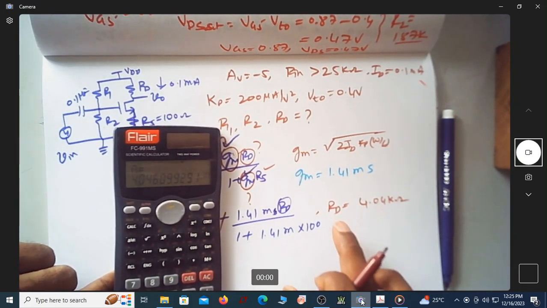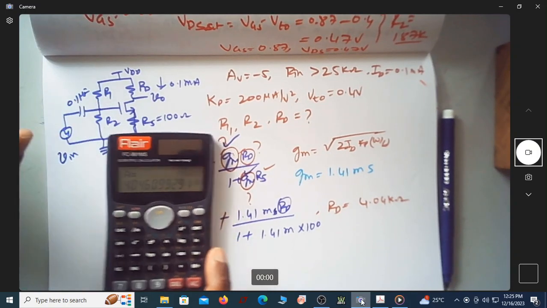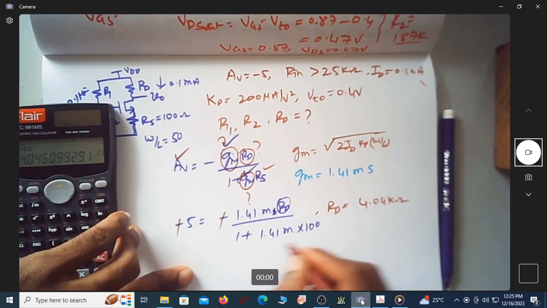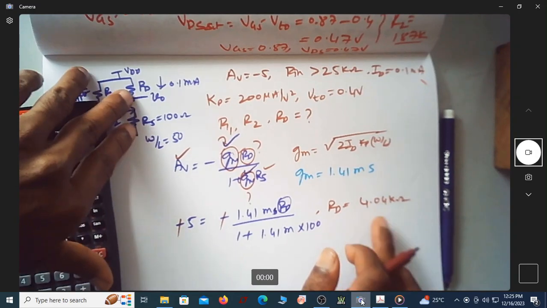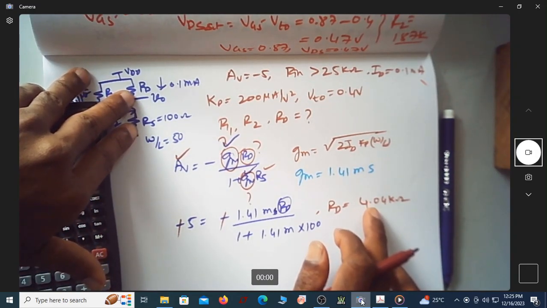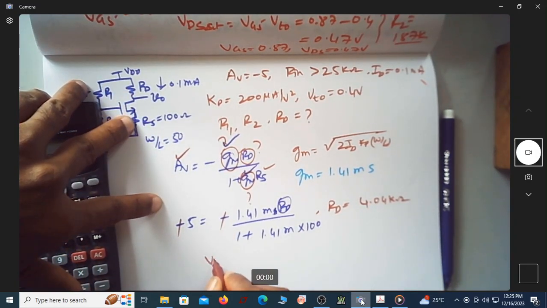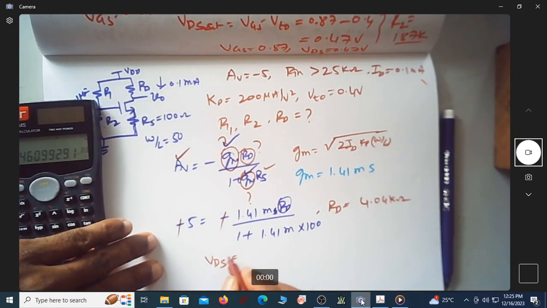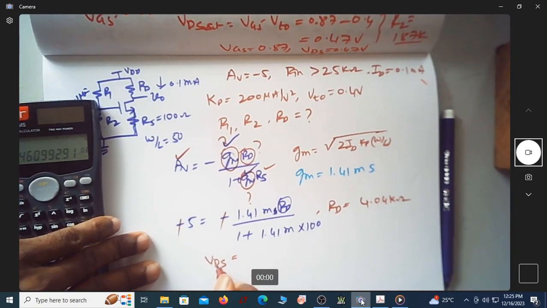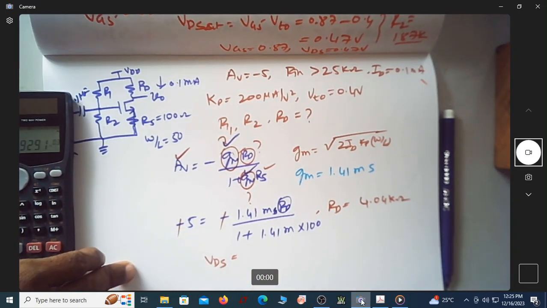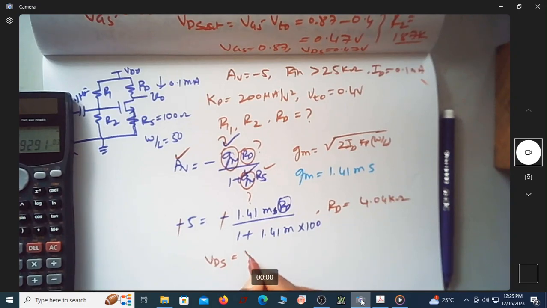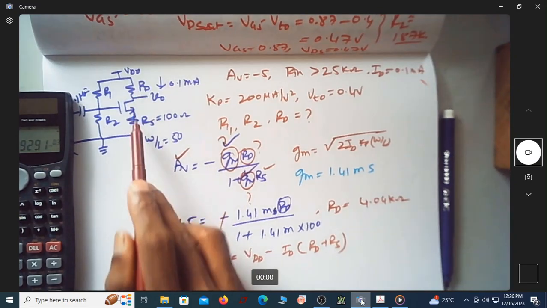So does this resistance keep the MOSFET in saturation or not? Let us verify that also. Since the value of RD is large, I should verify whether VDS is greater than VDS sat or not. VDS is how much? VDD minus ID into RD plus RS, that is this RD and this RS.